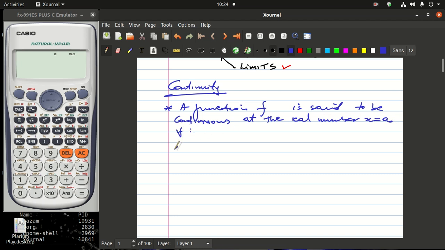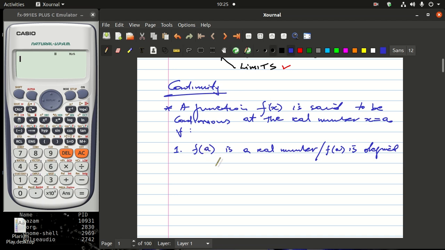The first condition that we said is that if I take this value x is equal to a and I plug it in this function f of x, so in the value of x I'm plugging in this a, I must get a value. In other words, f of a is a real number. I can also say that f of a is defined. So that's the condition number 1.